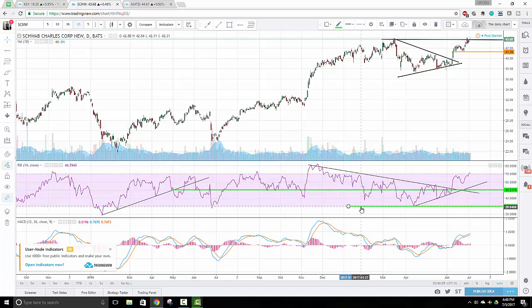Let's get rid of this. If we look here, we break above this and we get in this massive run, showing that this definitely is a very significant point on the chart. Now we're right at the 50 line on the RSI. If you know anything about RSI, we know the 50 line is more significant to begin with.